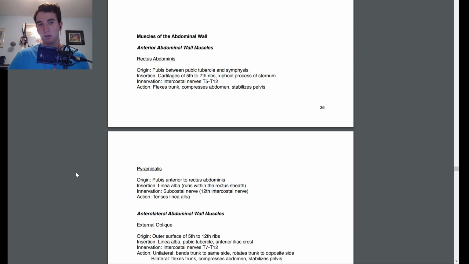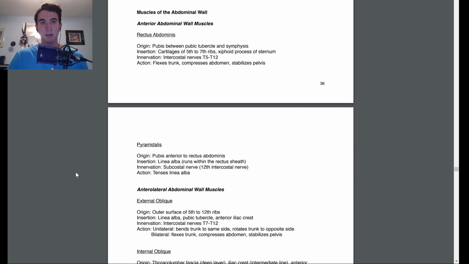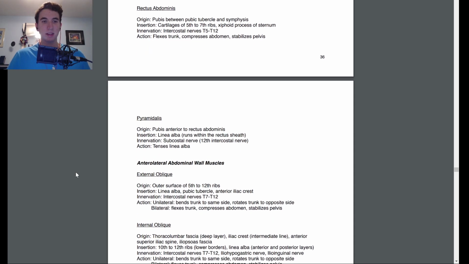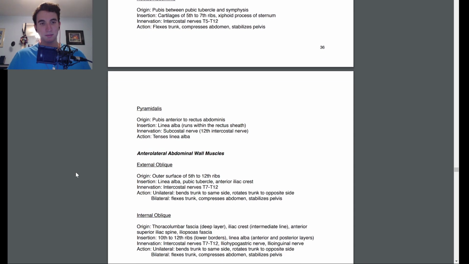Our other muscle of the anterior abdominal wall is the pyramidalis, which originates at the pubis anterior to rectus abdominis, inserts at the linea alba, and runs within the rectus sheath. Innervation is caused by the subcostal nerve, the 12th intercostal nerve specifically. And the action is that it tenses the linea alba.